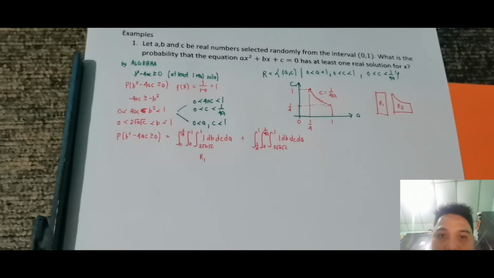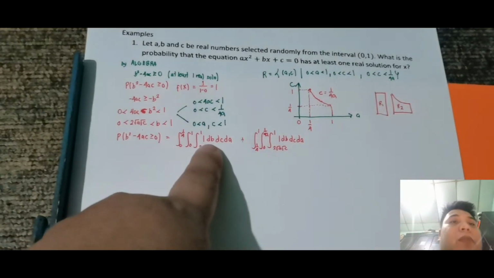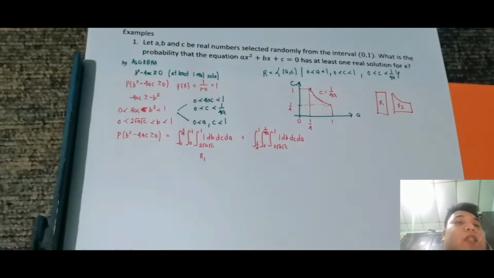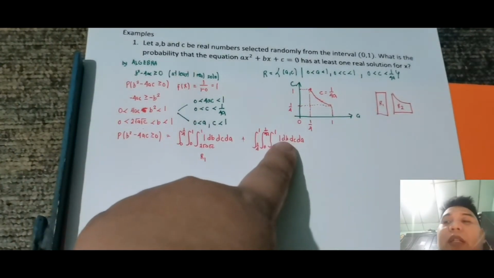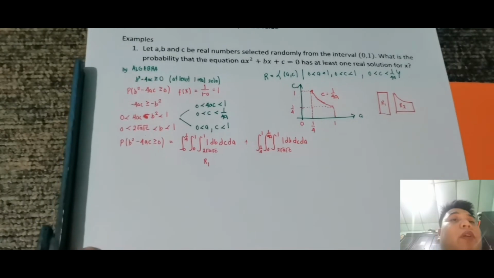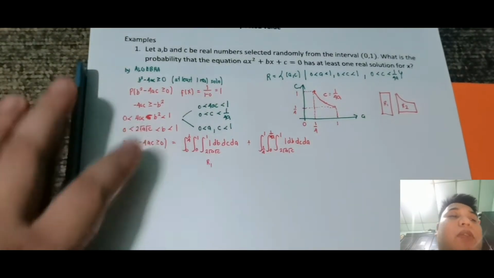So, next is, anong gagawin natin? So, syempre, integrate na natin. So, integrate with respect sa DB, sa B, with respect sa B, then sa C. So, una is integrate with respect sa B. So, that is simply B lang. No? So, B lang siya, which is, palitan ko lang ng boundary.